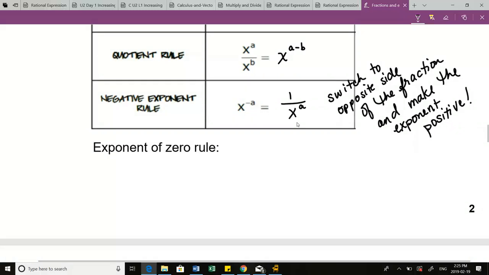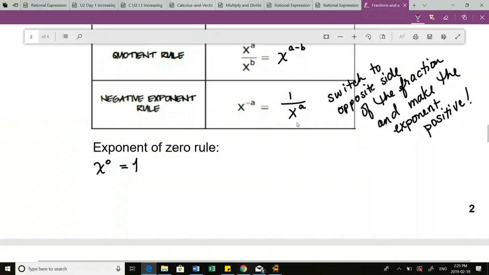Okay, and then one little thing that I want you to add to the bottom of this, or you can add it right at the top if you want, is the exponent of zero rule. So for instance, if I have anything to the exponent 0, does anybody know what this is equal to? 1, not 0. Okay, the question would be, why? Why is this equal to 1?